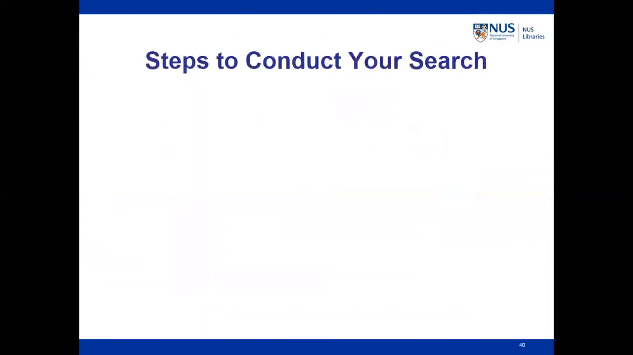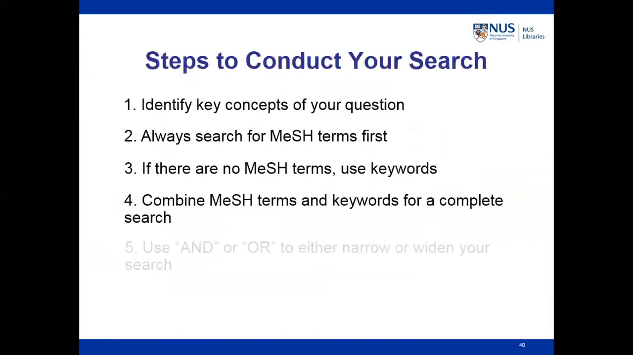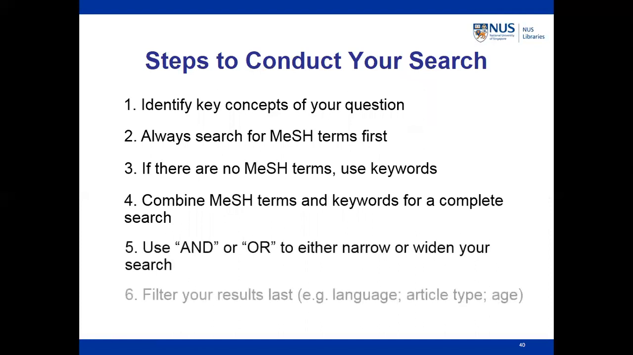To summarize the search process, you will need to identify key concepts of your question in order to have two or more keywords to be combined with Boolean operator AND. If you are not sure which keywords to use, start with MeSH terms to get more keywords by looking at the results. If there's no MeSH term, you will need to use keywords only. Combining both MeSH terms and keywords will give you a comprehensive search. When using keywords, try to think of synonyms and combine them with Boolean operator OR to widen your search. Refine your search by using the filter if you have too many results.